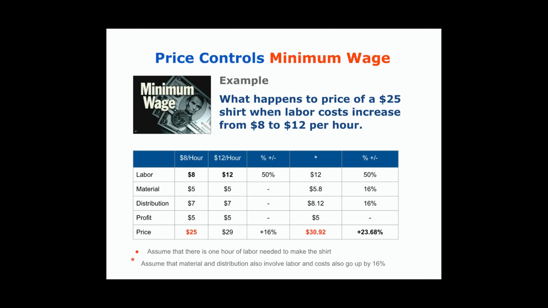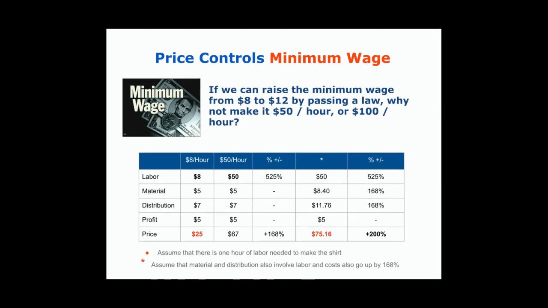But then you have to ask yourself, well, if we can make the wage $12 by just signing a law, why stop at 12? Why not make it 50 or $100 per hour or even more? And so I just took an example here, the same example we used, and plugged $50 in for the hourly wage, and you can see that $25 shirt, just based on the increased wages, is now $67 when you add in the labor costs and the increased labor costs for the other pieces in the value chain, creating the material and distribution, that kind of thing.